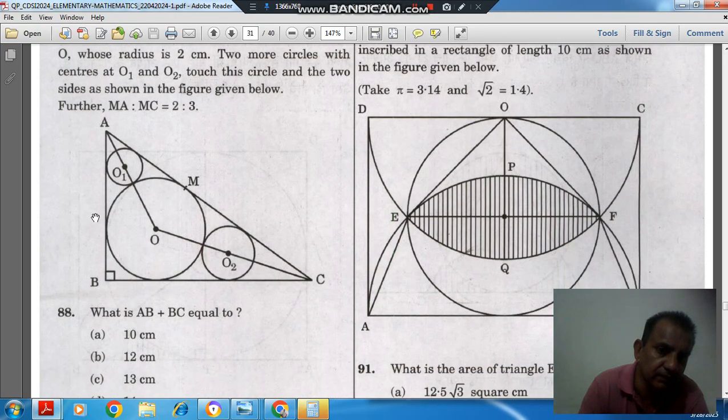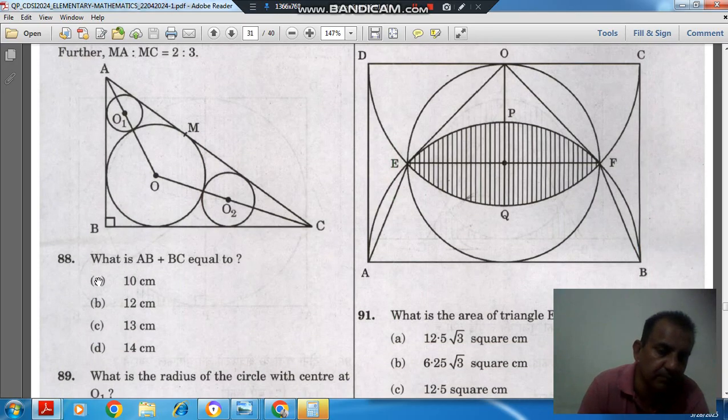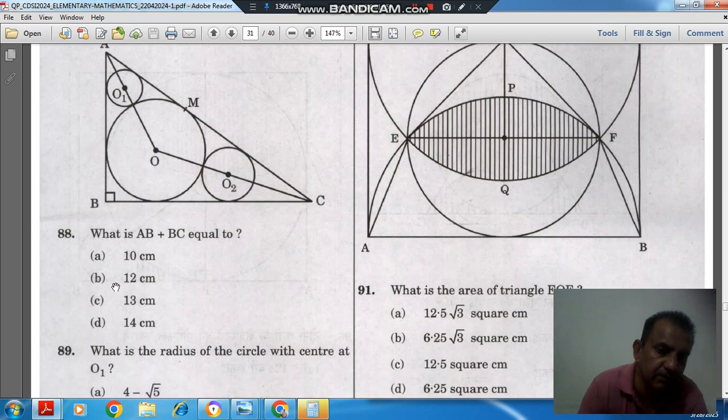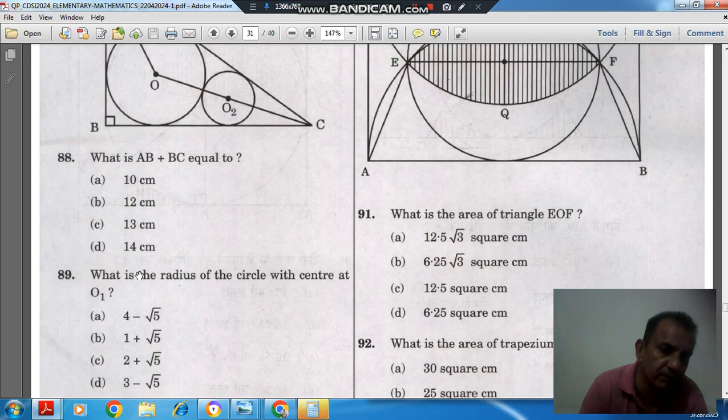So this is the figure, this is the incircle, and these are the two other circles. This is your MA, this is MC, and ABC is a right angle triangle. Question number 88 based on this is, what is AB plus BC equal to? Option A 10 centimeter, option B 12 centimeter, option C 13 centimeter, option D 14 centimeter.